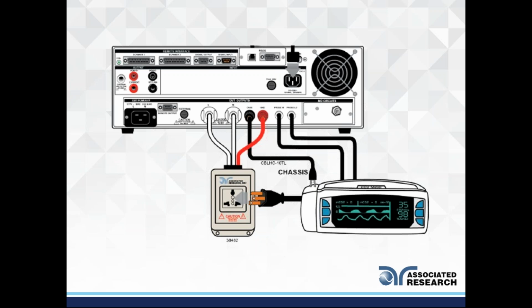Now, if you were doing your earth leakage, you would have this ground connection here, or this chassis connection onto your DUT, and that's where the current will return to our instrument. But more specifically, I want to look at these 2 connections, our probe high and probe low.